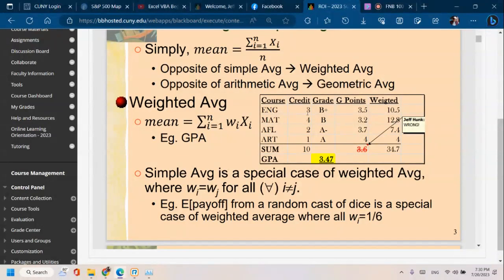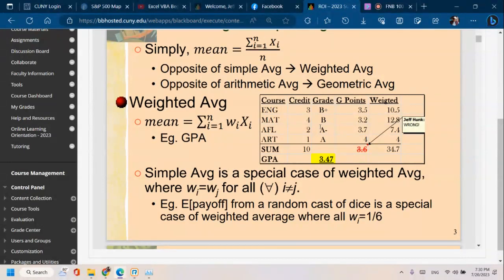Credits. English carries 3 credits, math 4 credits, some ethnic studies 2 credits. I mean, in the old days, I don't know, maybe these days everything is 3 credits, but in the old days, there were 2 credit ethnic studies courses and even 1 credit art or music classes. So what are these? These credits are the weights they carry. Weights are importance. Weight means importance.